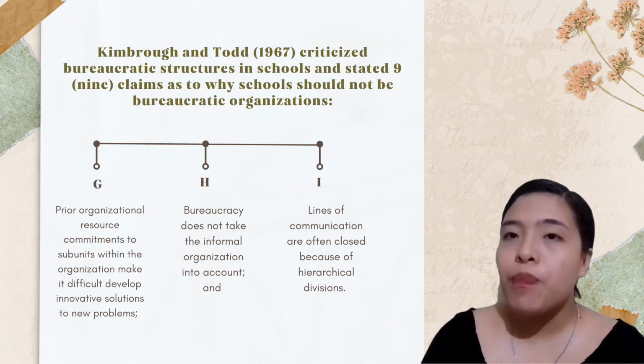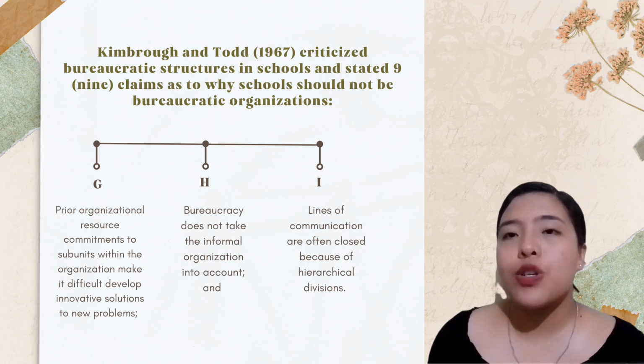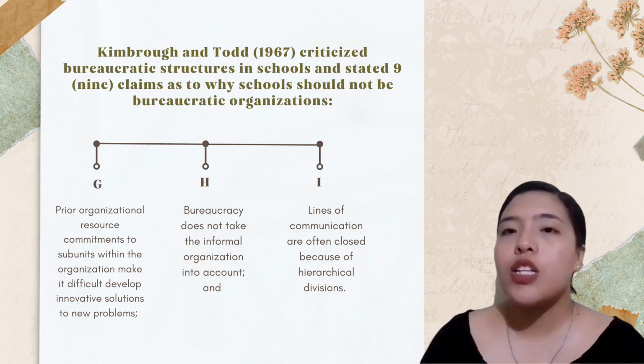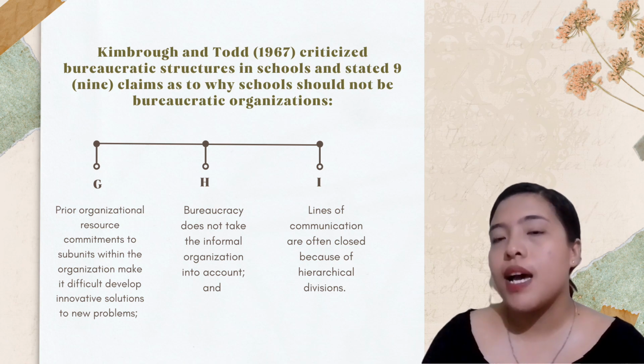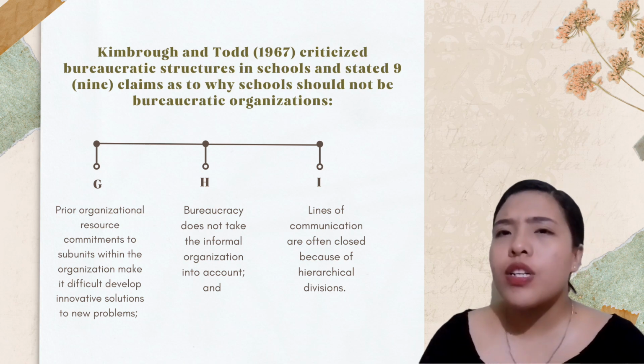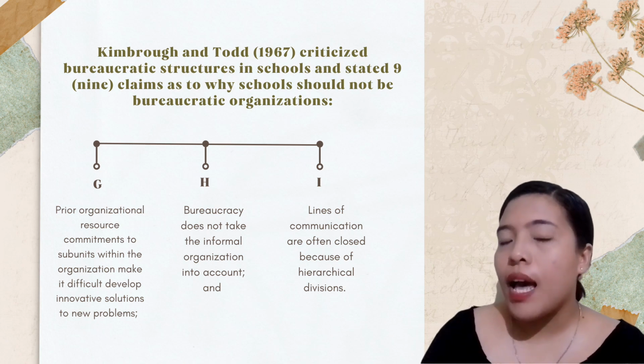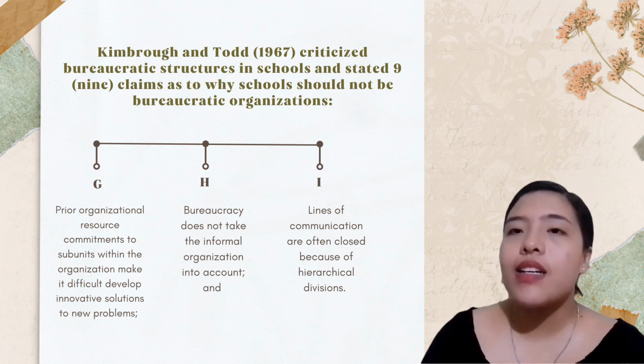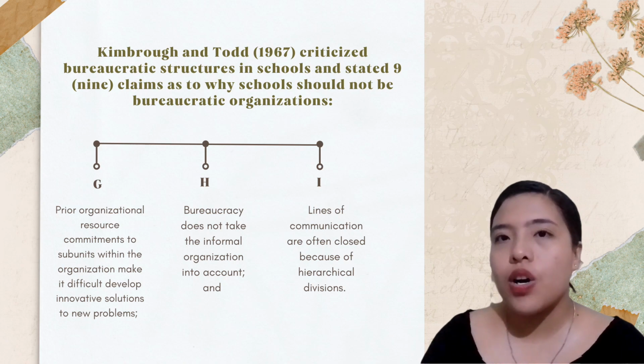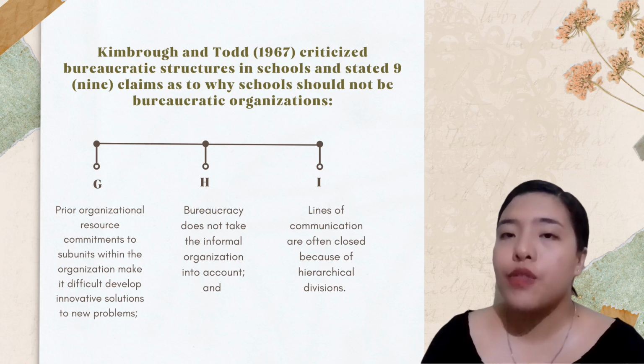And letter G, prior organizational resource commitments to subunits within the organization make it difficult to innovate solutions to new problems. And letter H, bureaucracy does not take the informal organization into account. And lastly, letter I, the lines of communication are often closed because of hierarchical divisions.